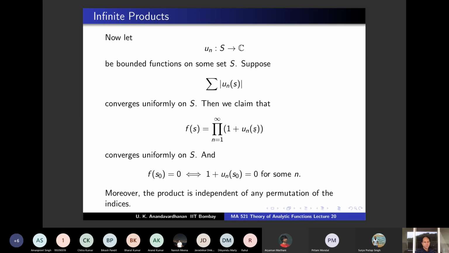So the product is actually very good. It's not affected by rearrangement. So all the nice results are there. When you know that something is 0 if and only if one of the terms is 0, rearrangement doesn't matter, etc. So what is the condition? This condition. Under this condition, we are proving all this.